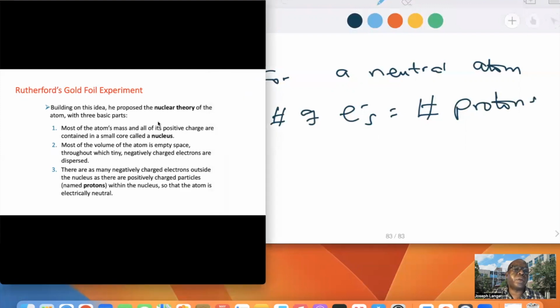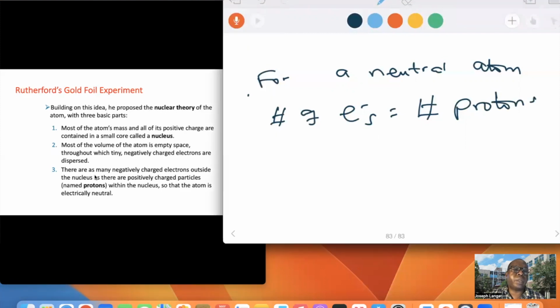So these are the conclusions from Rutherford's coil experiment. Remember, for a neutral atom, the number of electrons equals the number of protons.